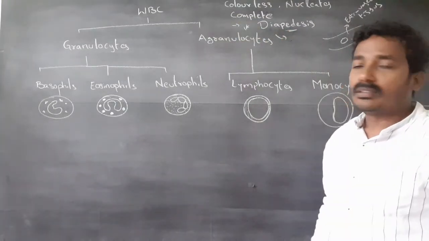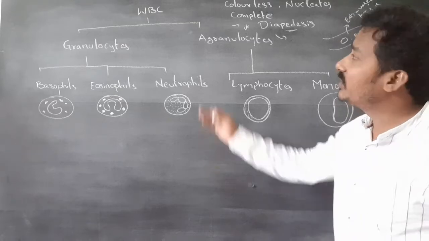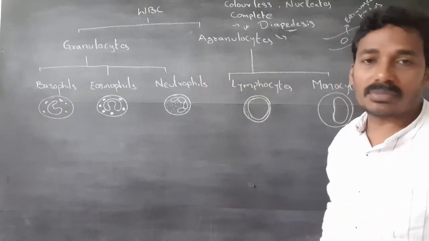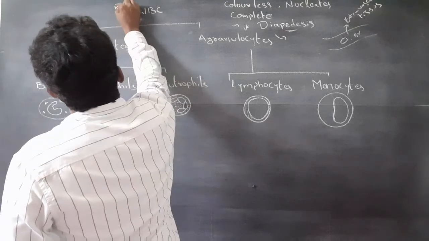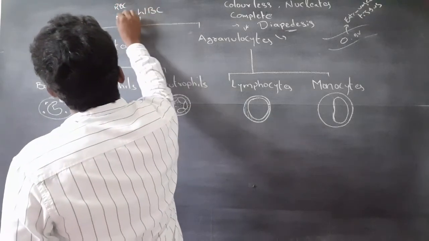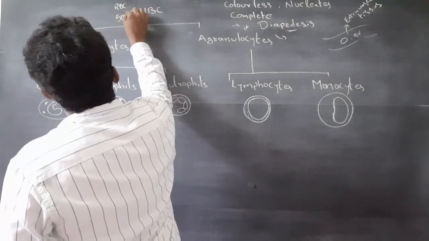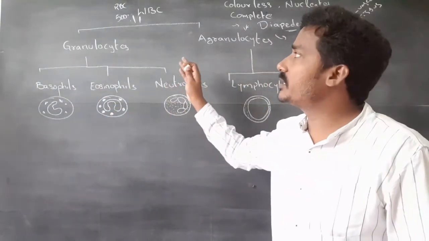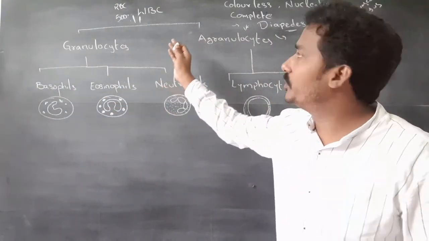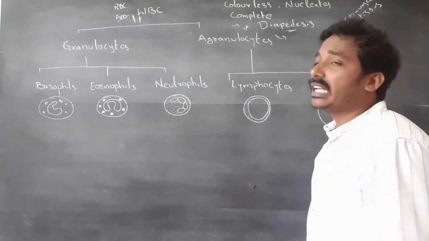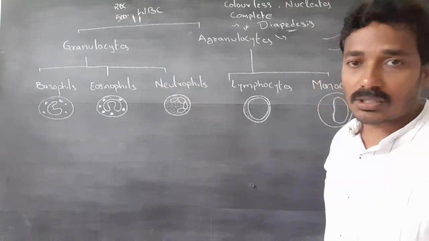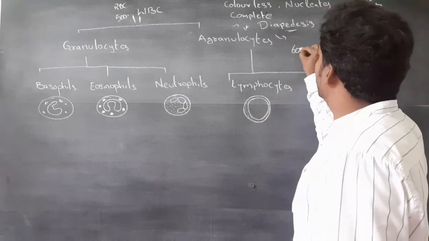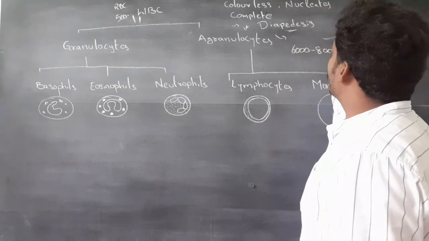WBCs compared with RBC are large in size and less in number. The ratio of RBC to WBC is 500:1. The total number of leukocytes per cubic millimeter of blood is 6,000 to 8,000.